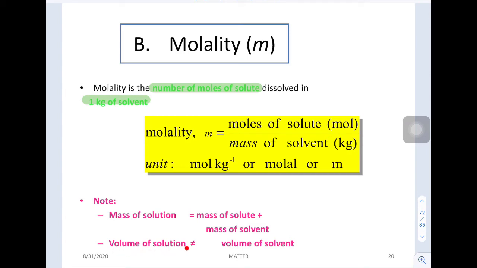The volume of the solution is not the same as the volume of the solvent, as the mass of the solution is actually equal to the mass of the solute plus the mass of the solvent. And the unit of the molality will be mole per kg, or we can write it as molal or the small letter m.